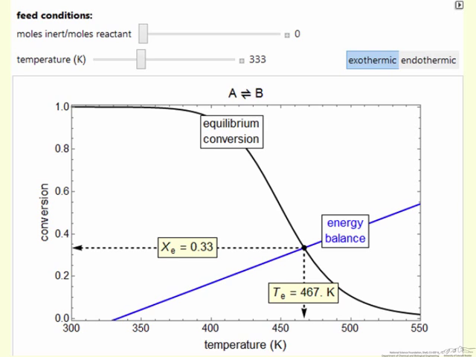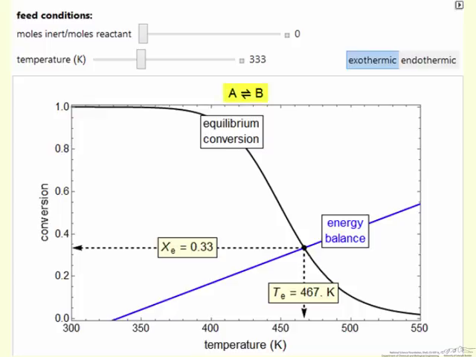If we run to equilibrium, this point corresponds to the equilibrium conversion in the adiabatic reactor, showing then the equilibrium temperature and the equilibrium conversion. And then we can change the feed condition, so we can change the feed temperature, and we can change the moles of inert. This is shown with no inert, but inert is going to affect the energy balance, and therefore it's going to affect the equilibrium conversion.